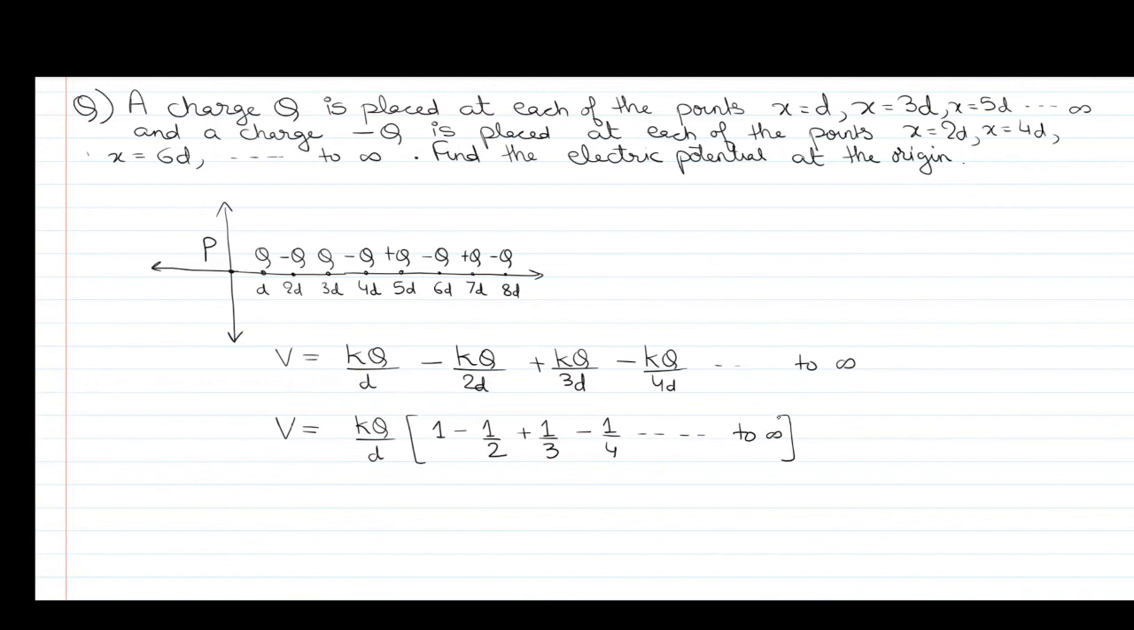Now this series 1 minus 1 by 2 plus 1 by 3 minus 1 by 4 is an expansion of log 2 to the base e. So the answer will be kq upon d and log 2. So this will be the answer. This is all about electric potential due to a system of charge.